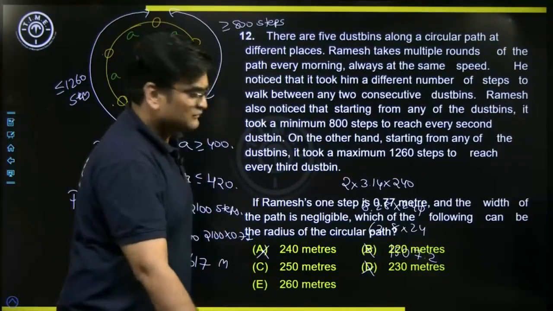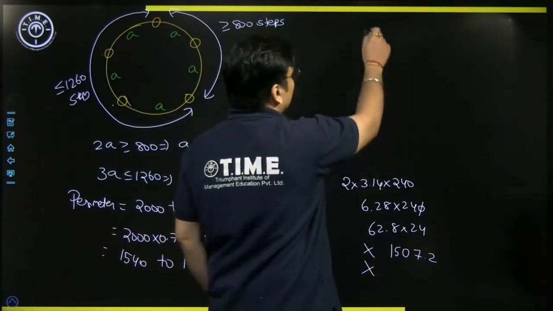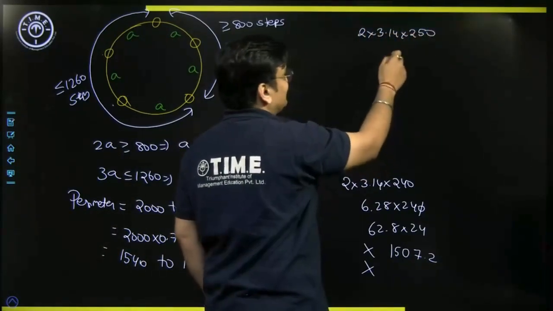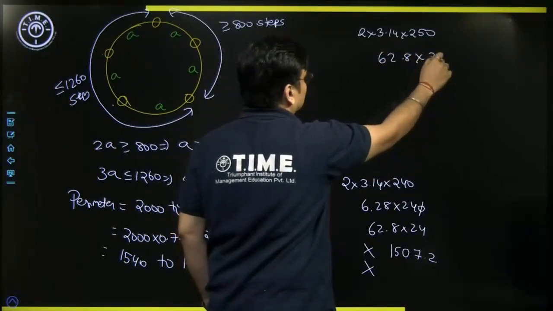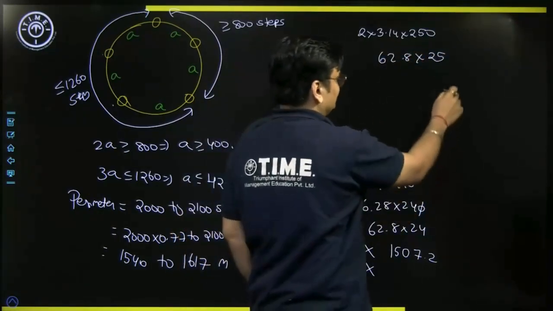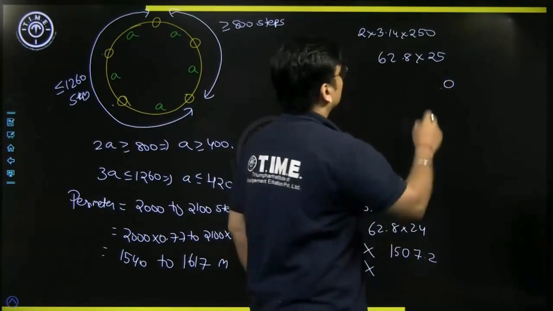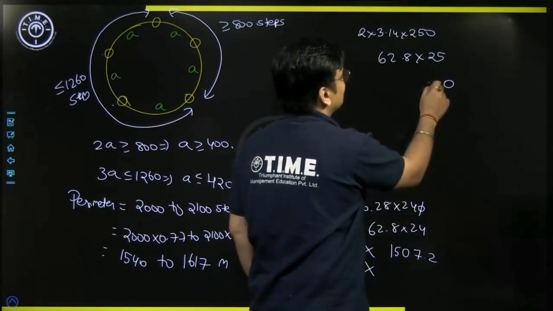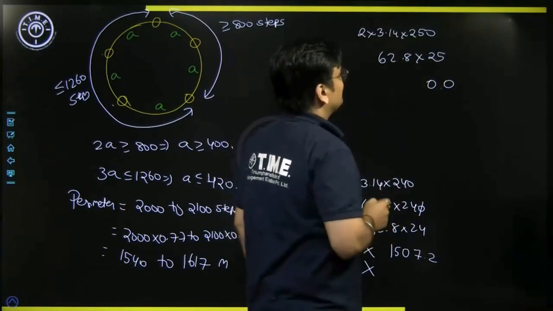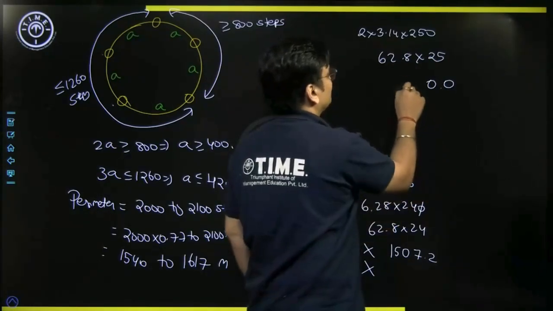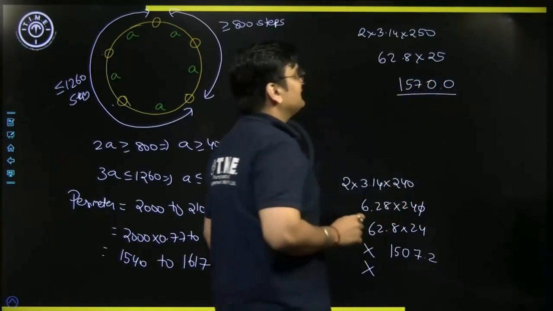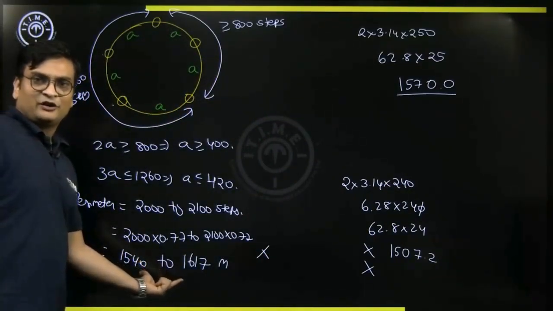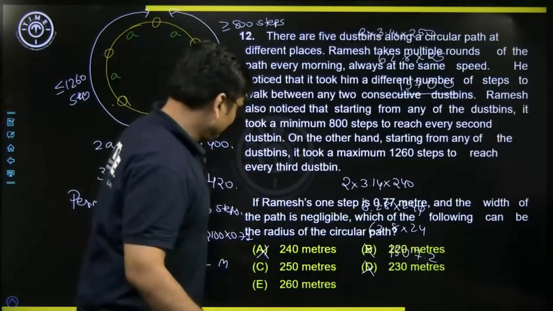Let's try to check for C, 250. So if you go for 250, so 2 into 3.14 into 250 will be how much if I write directly? 62.8 into 25. So 25 into 8 is 200, 20 carry. 25 into 2 is 50, 20, 70. 7 carry. 25 into 6 is 150 and 7, 127. So 1570 is what we get. Is it in this range? Perfect. It's falling in this range.